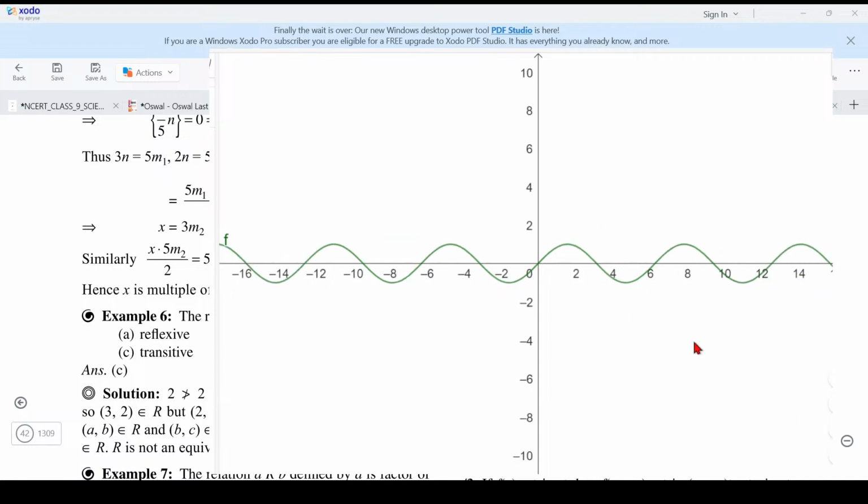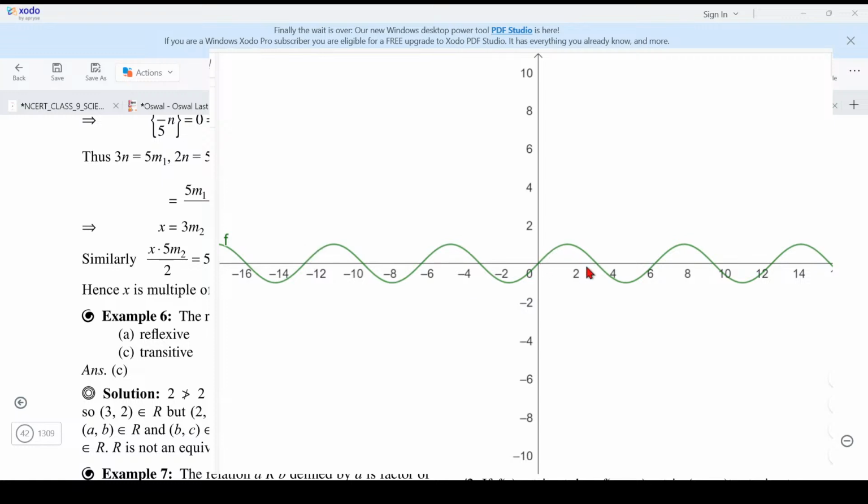This graph actually repeats itself after every 2 pi units, right? So that means if you take any f of x, let's say f of 0.5, and f of 2 pi plus 0.5, that is this one. In this case, f of x plus 2 pi is still the same. f of x is this one, f of x plus 2 pi is this one, f of x plus 4 pi is this one, f of x minus 2 pi is this one, minus 4 pi is this one, like this. Agreed?